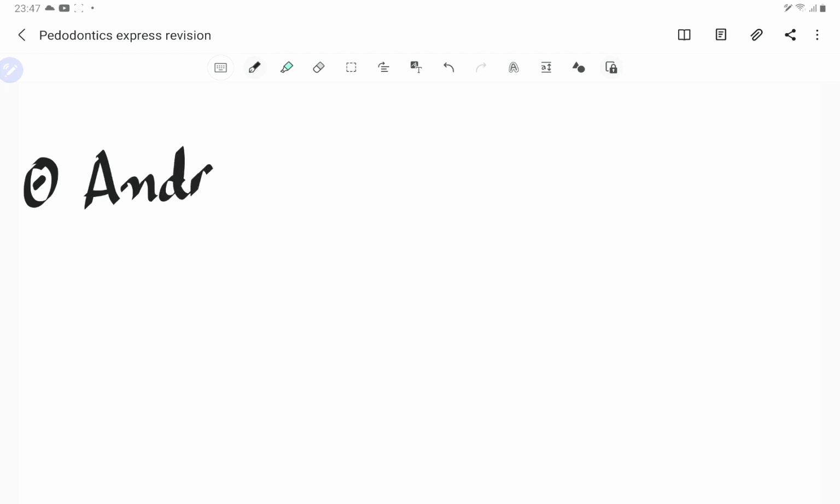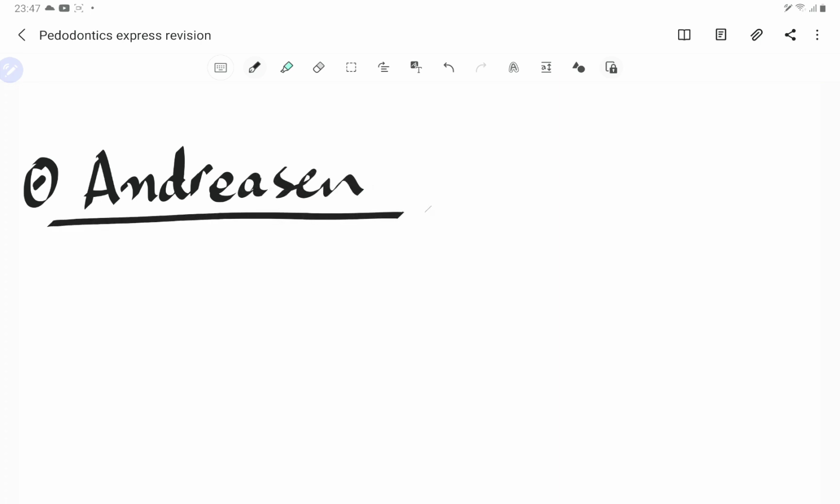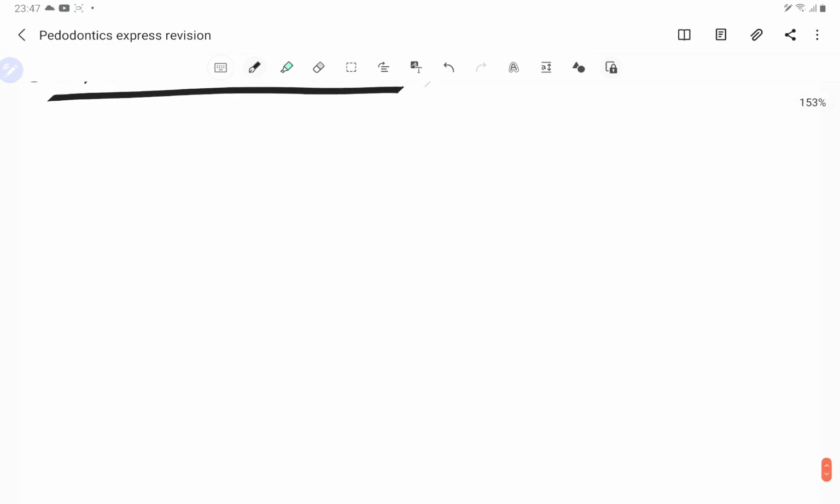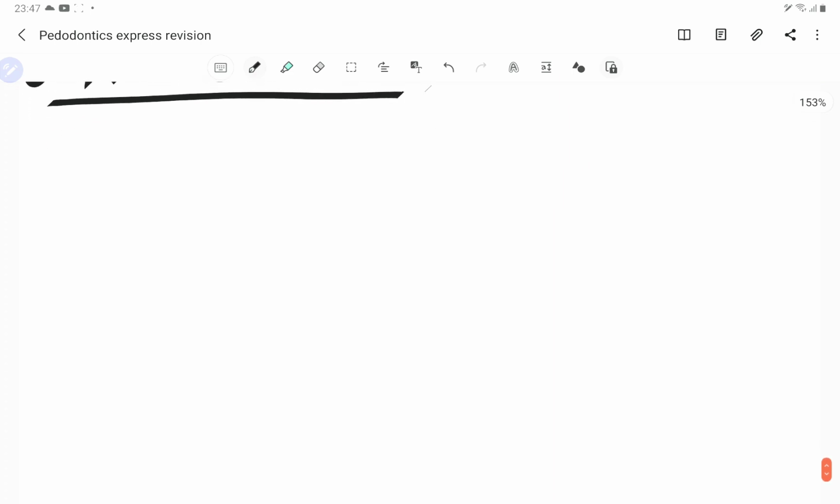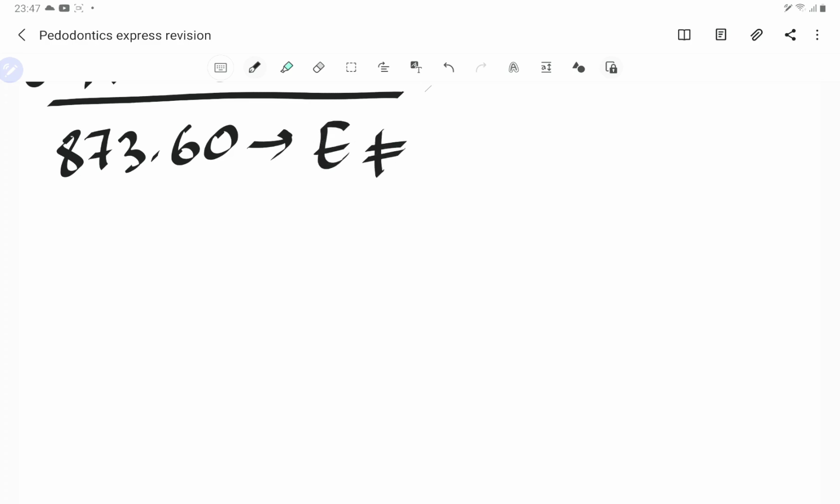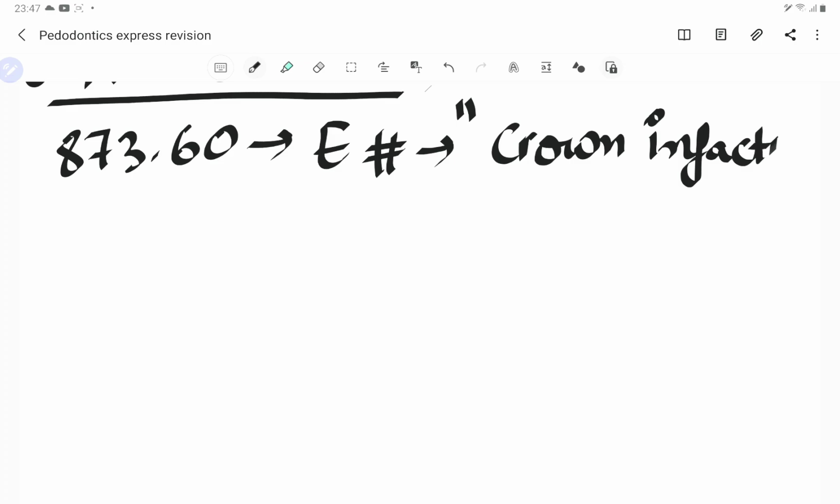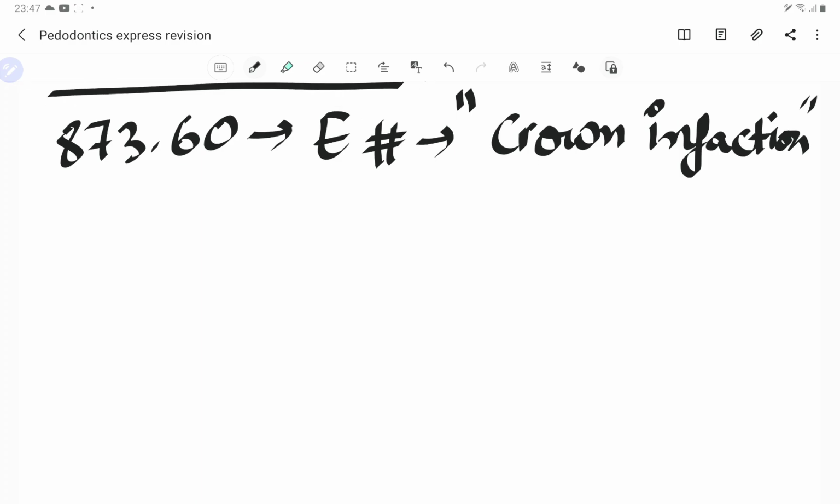So talking about the next classification, guys, which is the Anderson classification. Now, Anderson has described the injuries to the hard tissues and the pulp, the same, but he has given different terminologies for these. So it is the same as WHO. It has got 873.60 starting from this. The 60 is the enamel fracture. Now the enamel fracture, he has given the term crown infraction. So that means there is a fracture of the enamel of the tooth structure.